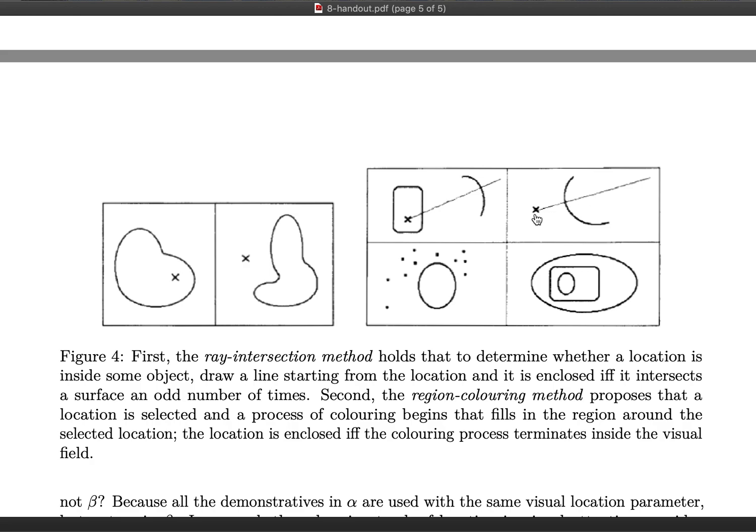According to the ray intersection method, this location is enclosed, but it's not. So there's another bad prediction for this method, okay?